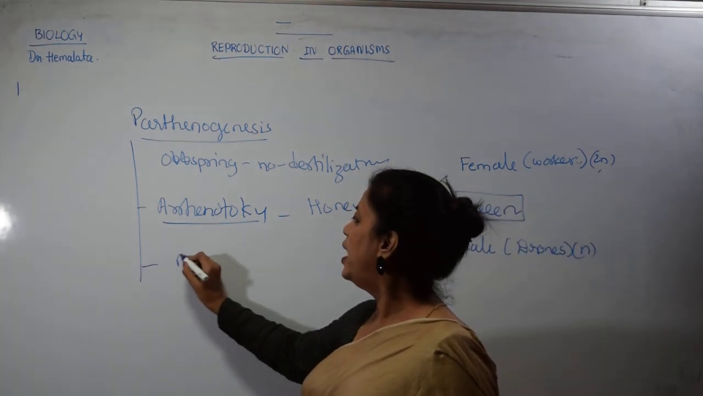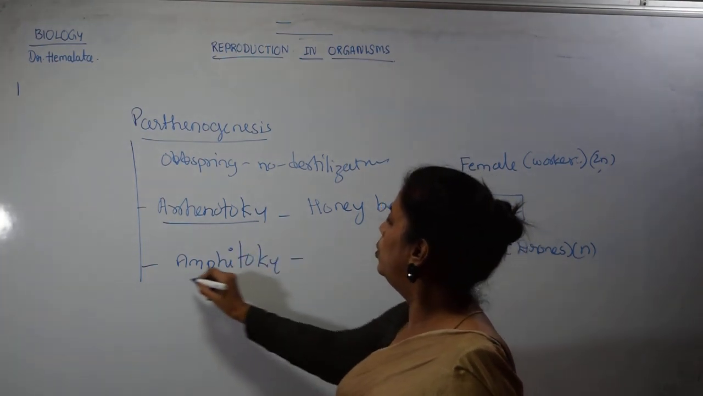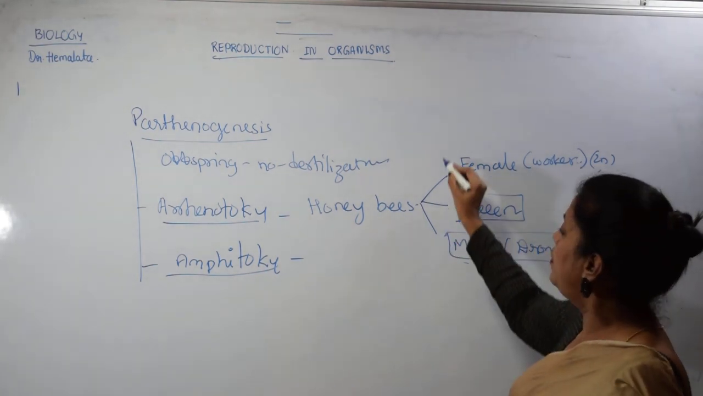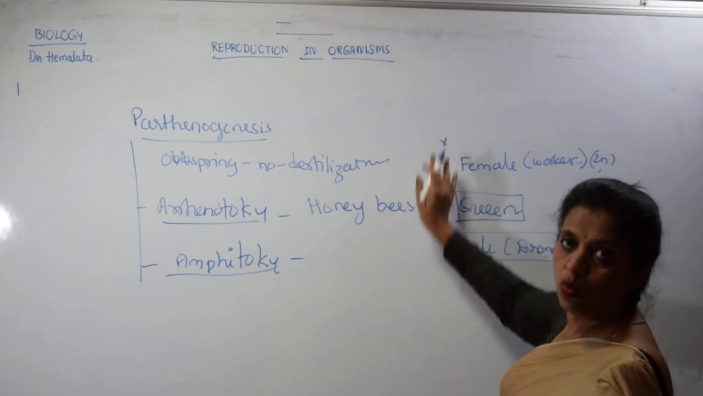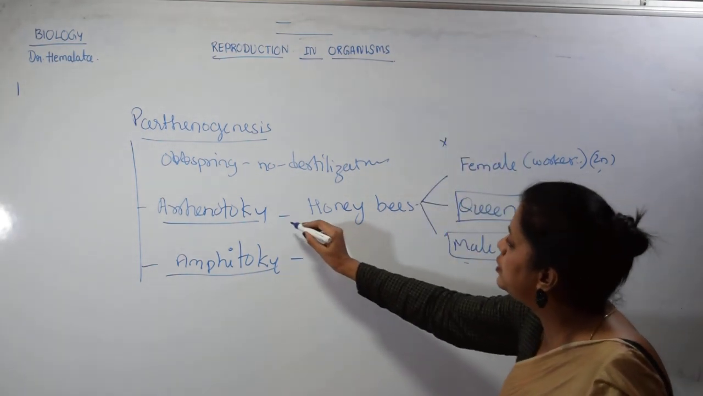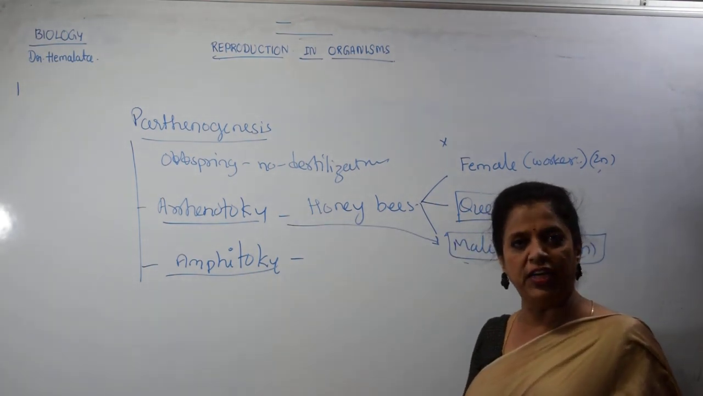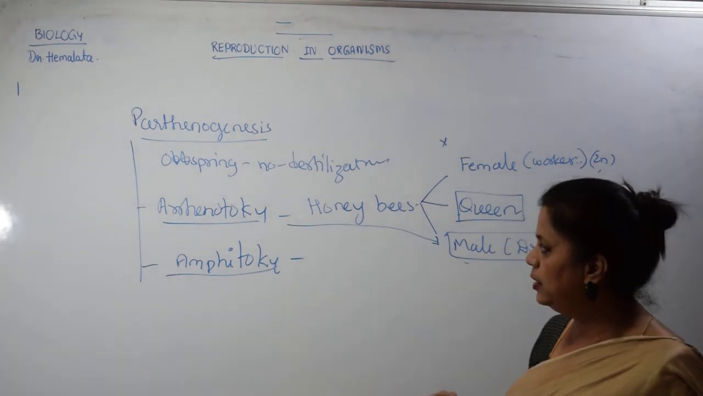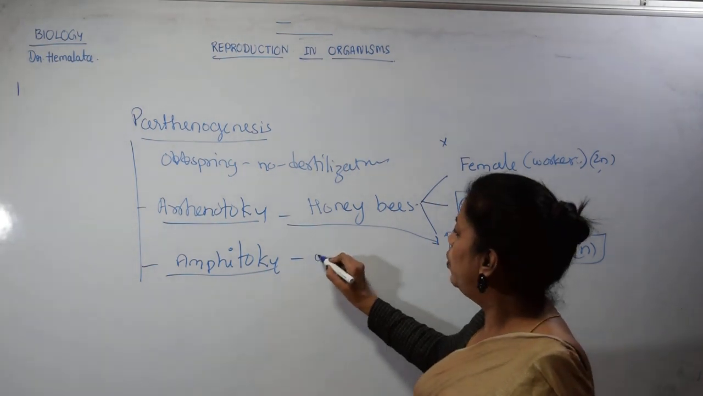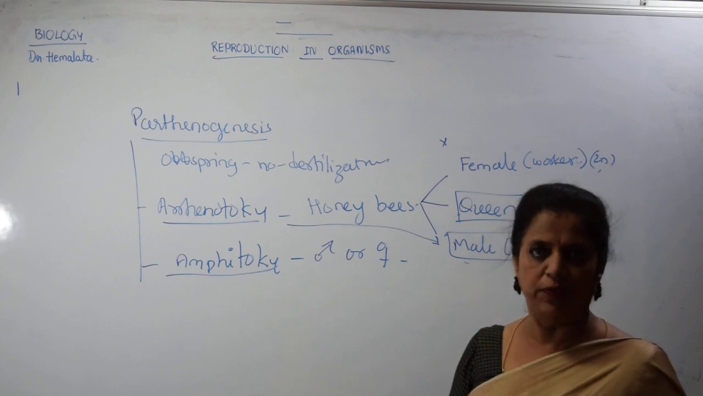Right? Second one is Amphitoky. See, I told you Arrhenotoky is with respect to only male bees, not the female bees. I just explained what happens in the honeycomb, but that doesn't mean all these things are right. Arrhenotoky refers to these only. It's a male, formed without fertilization by parthenogenesis. Now, Amphitoky is a kind of parthenogenesis in which both males and females are produced by parthenogenesis without fertilization.